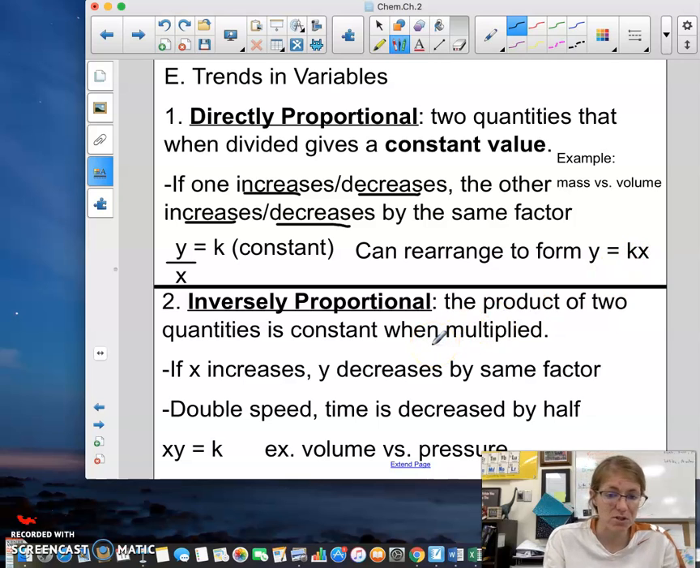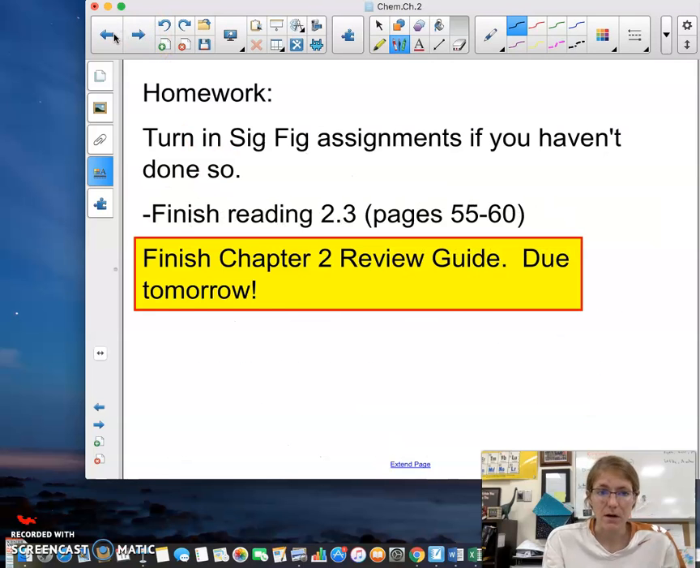Now, inversely proportional means that as one goes up, the other one goes down. And it's usually a product equation setup. So here, x times y equals k. So if x increases, then y has to decrease because they're multiplying in order to get the same value k. So if you double the speed, then time is going to be decreased by half. When we get to gas laws, you'll see a lot of directly proportional and inversely proportional gas laws. And I think that does it for notes.